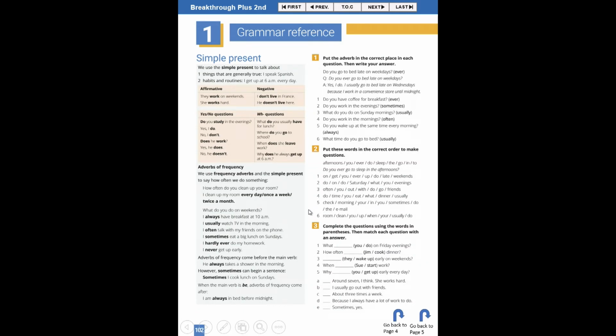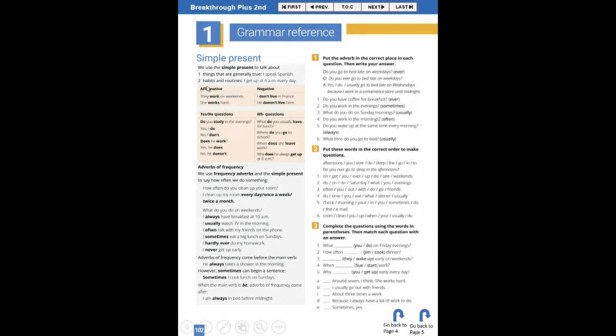If you would please flip through to page 102, there are some more examples of this I would like to discuss with you. There are some grammar references here that you can look at for how we use adverbs of frequency. So we use the simple present to talk about things that are generally true, I speak Spanish, or habits and routines, I get up at 9 a.m. every day.